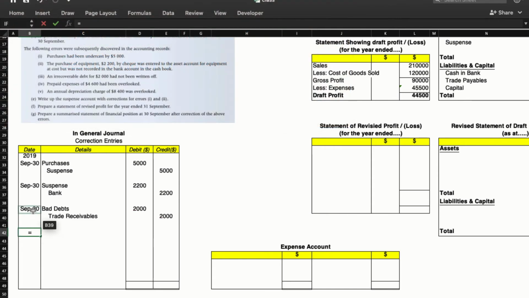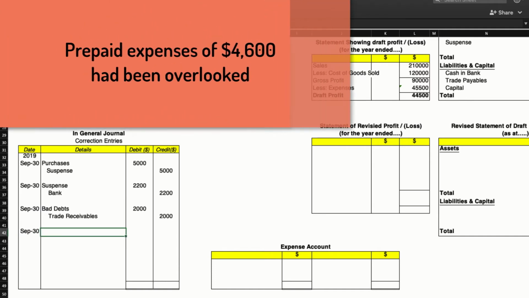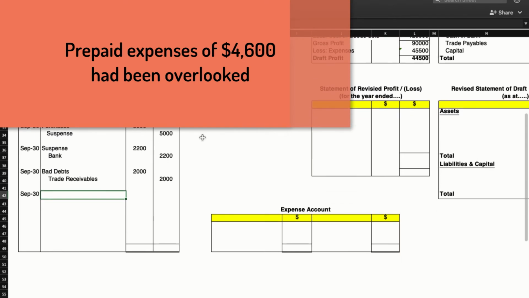Next error, and let's see what the correction entry will be. Prepaid expenses of $4,600 had been overlooked. So we paid an expense and some part of that expense basically belongs to the next year. So we need to consider that prepaid expense, but we overlooked it. Now let's see how to correct that error. Let me explain in detail.